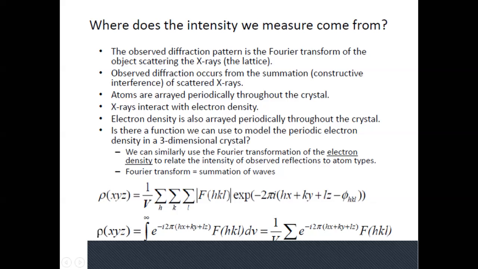So again, rho is the density, electron density. F is what we refer to as the structure factor, the intensity of the reflection. H, K, and L are the indices, so the actual reflection indices, and this minus phi is what we're going to talk about in a little bit. Just mention it's a phase variable. So this is the equation we use to calculate the electron density.